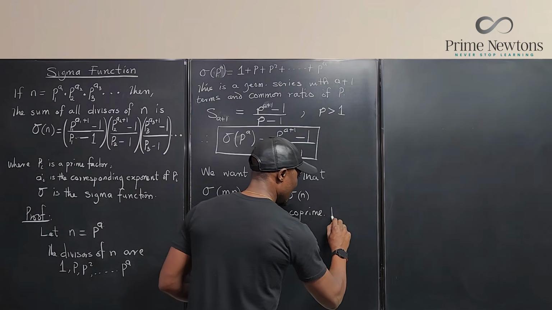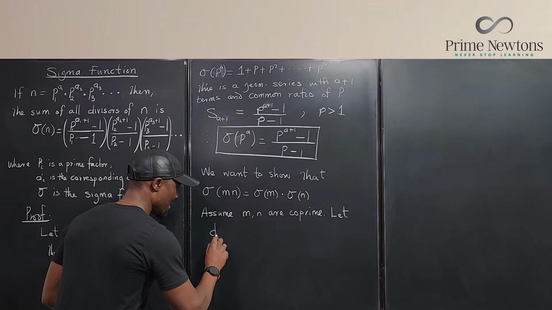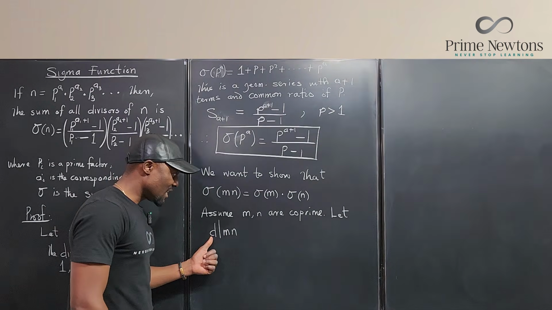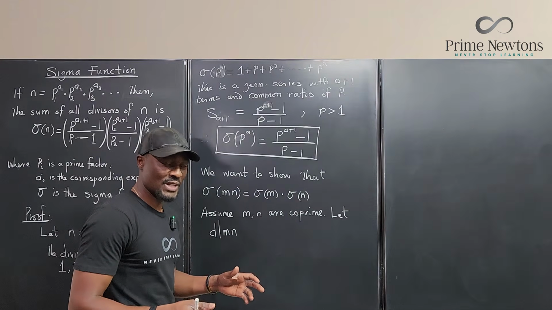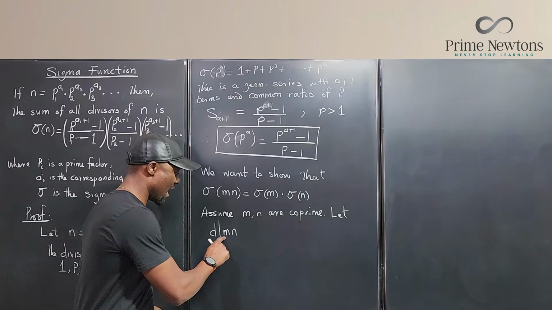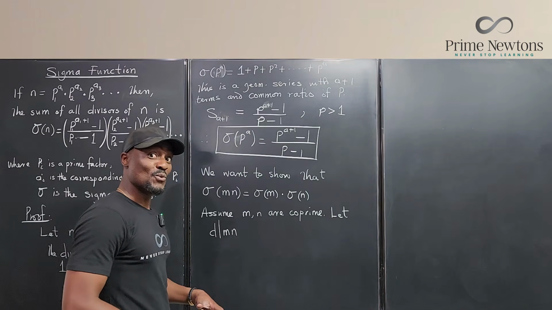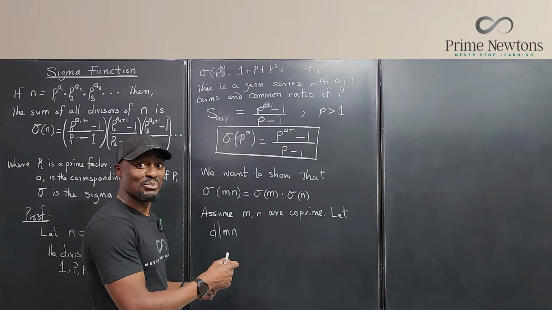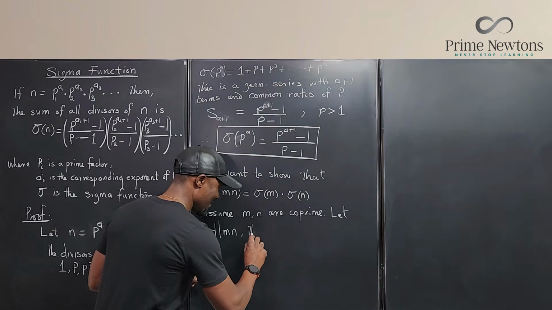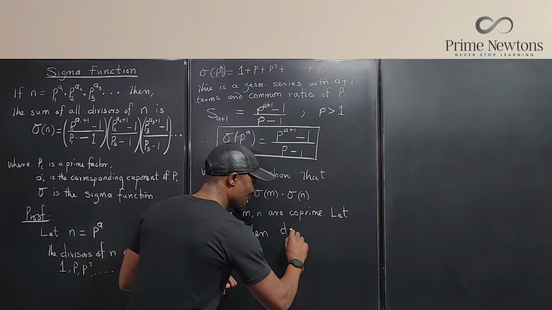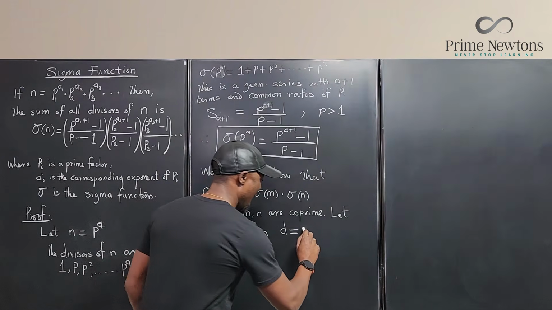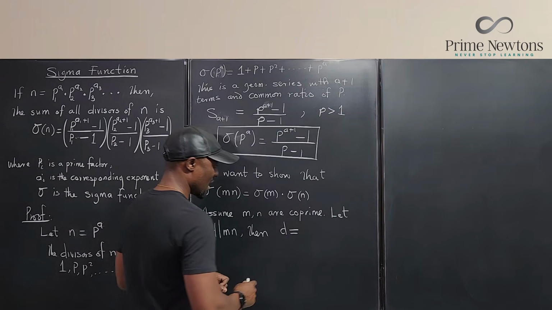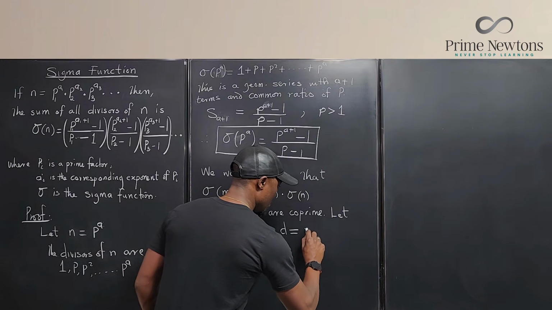Okay. Let d be a divisor of mn. Remember, we're talking about the sum of the divisors. Let's just pick any random divisor of mn. Then, based on the rules of divisibility, if d divides a product of two relatively prime numbers, then d must have a way of being written as some, you know what? Let's do RT.